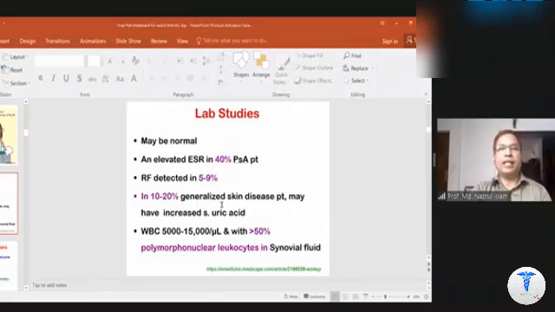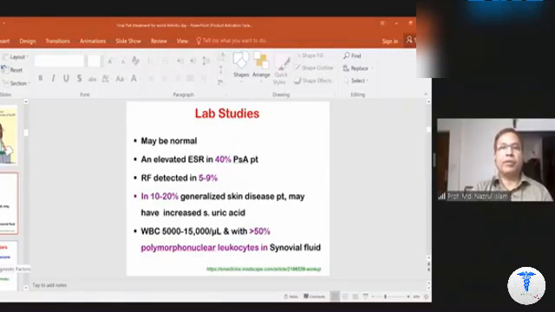Once there is a generalized skin lesion, 10 to 20% of subjects with psoriasis can have a higher uric acid level. If you do synovial fluid analysis, there is a higher WBC count, and more than 50% can have a high polymorphonuclear leukocyte count, which can mislead you as to whether it is an infective or an inflammatory disease.